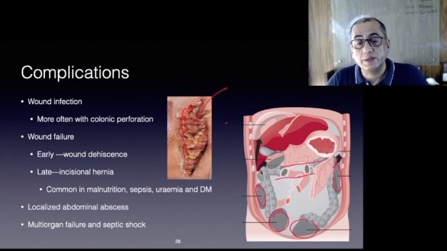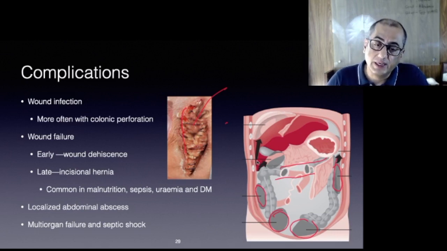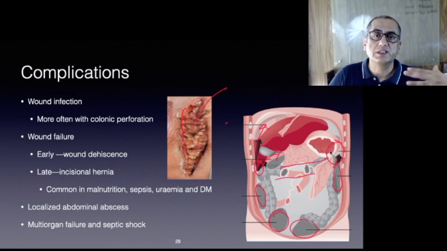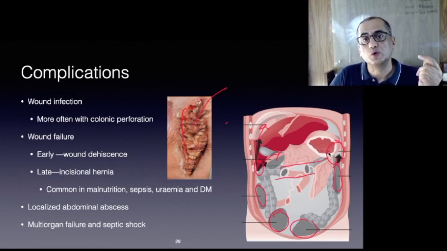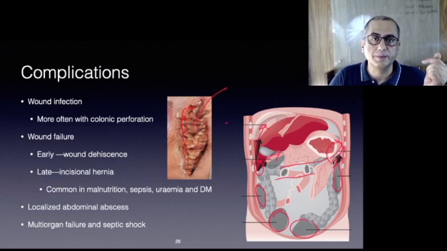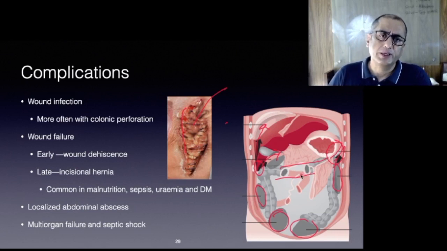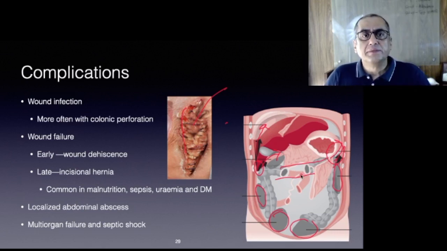Note how the paracolic fluid on the right side over here can migrate up into this subphrenic space and also into this subhepatic space, while on the left side here this collection is prevented from doing so by this ligament, which is the phrenico-colic ligament. Now, multi-organ failure and septic shock may also develop.